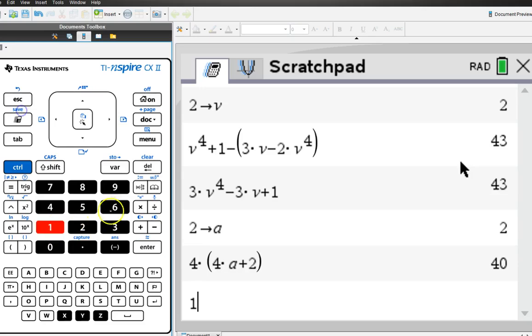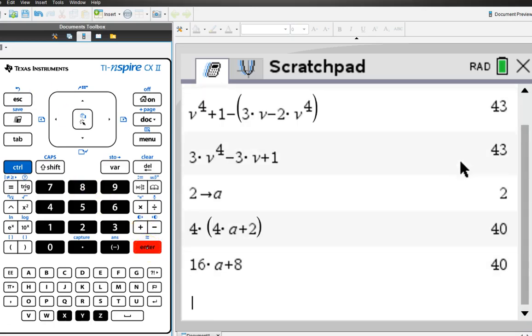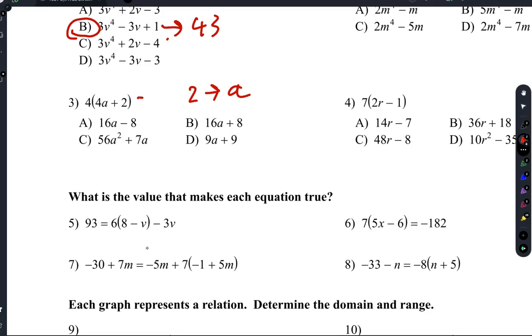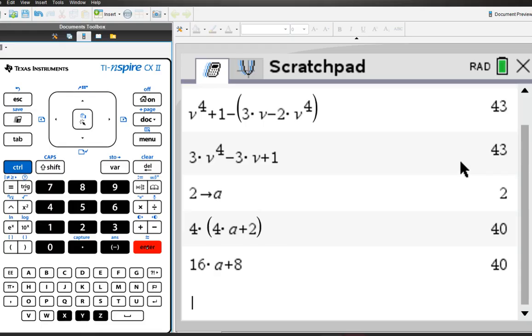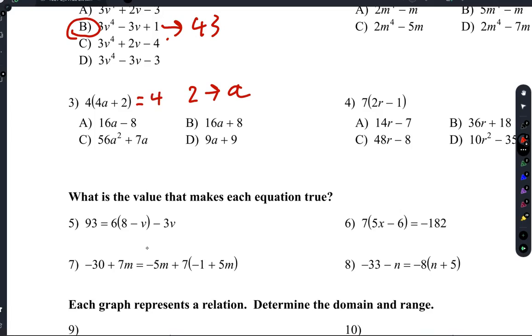So type in 16A plus 8. Hit enter, and ding, ding, ding, choice B is it. So I'm going to go to my paper. This was equal to, what was it, 48? Let me get my calculator again. It was both of them 40, right? So this was equal to 40, and this one's equal to 40, right? So choice B is going to be correct.